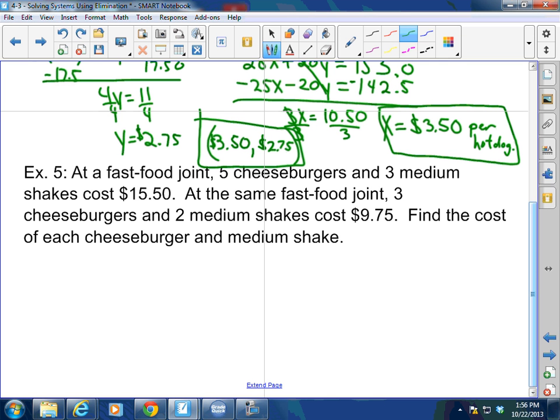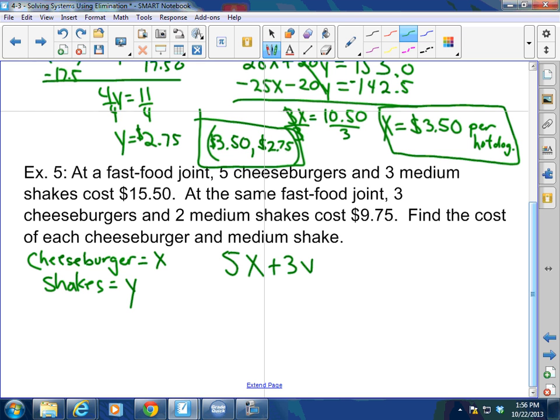Tell me, what do you guys want cheeseburgers to be? Okay, so I got cheeseburger. We're going to make that X. And I guess then shakes will be Y. Okay, what's the first equation? Yes, sir. 5x plus 3y equals 15.50. 5 cheeseburgers plus 3 shakes equals $15.50. Perfect. What's my second equation? Three cheeseburgers plus 2 shakes equals $9.75.